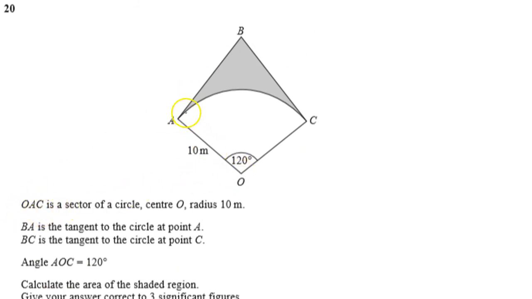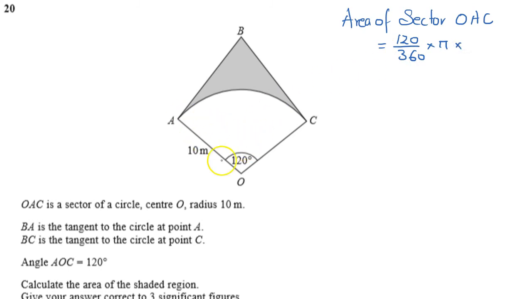OAC is a sector of a circle. So the area of this sector is 120 over 360, multiplied by pi, multiplied by the radius squared, which is 10 squared. So this cancels, 12 times 3, so it is 100 pi over 3. So sector OAC is 100 pi over 3. It means this area is the first thing.